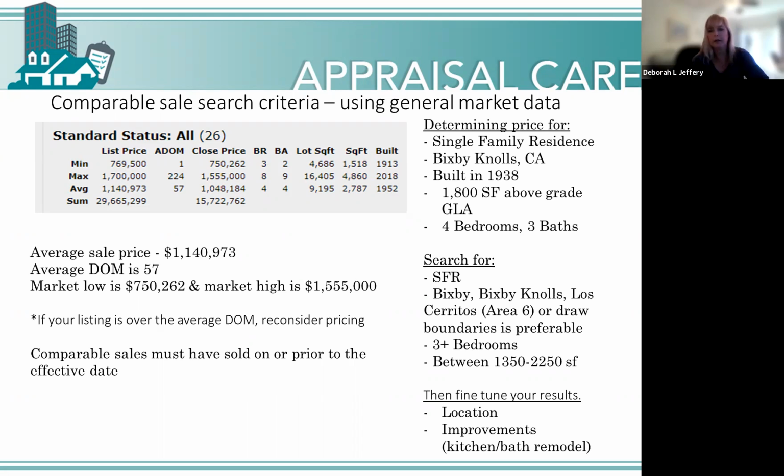So right here, I had an 1,800 square foot home and my square footage range for my search is going to be 1,350 to 2,250, which is 25% below and 25% above the square footage of the house I'm appraising. Now I might get too many comps doing that and have to reduce it to maybe 15%. And I might even have to increase it to more than 25% if it's a really unique property. But I usually start with 25% and then see what I get.